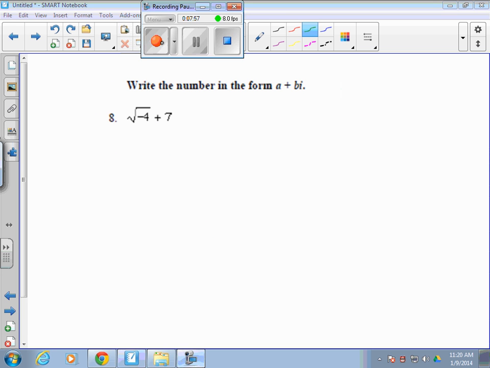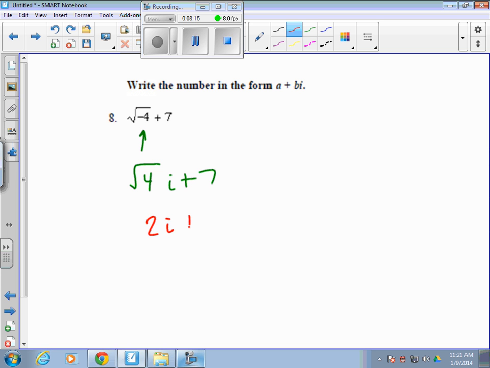Number 8. Here we're writing it in the form a plus bi, the square root of negative 4 plus 7. In order to take that negative out from under that radical, we're going to create an imaginary number, the square root of 4 times i, plus 7. The square root of 4 is 2, so 2i plus 7. And then to make it standard form a plus bi, just reverse the order: 7 plus 2i.